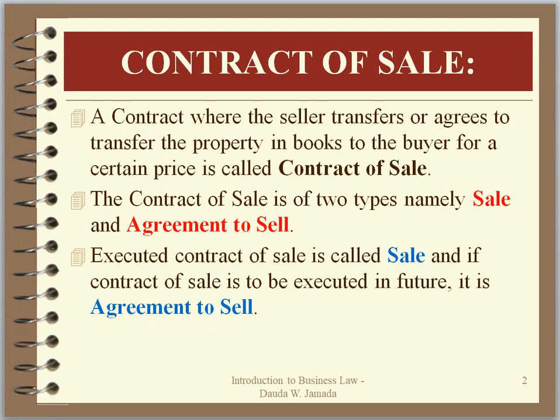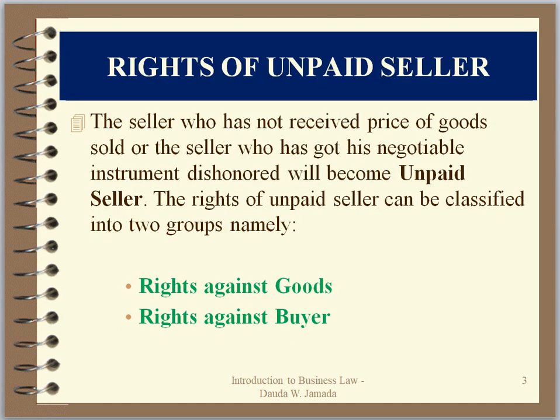Now, in the case of an agreement to sell, if we have such a problem where the buyer is not capable of paying for what has been agreed upon, what is going to happen next? We have the rights of the unpaid seller. The seller who has not received the price of goods sold, or the seller who has got his negotiable instrument dishonored, will become an unpaid seller. And the rights of the unpaid seller can be classified into two groups, that is, rights against the goods and rights against the buyer.